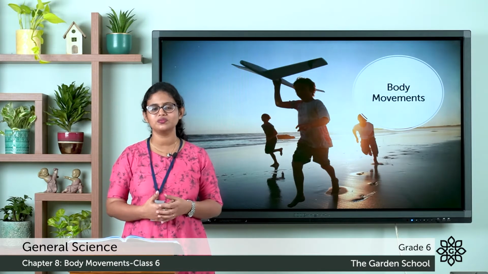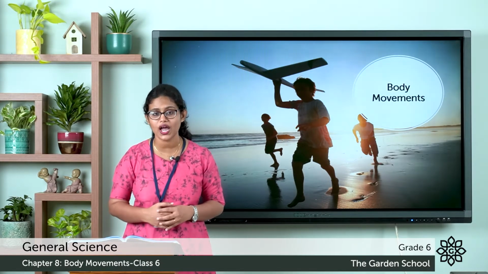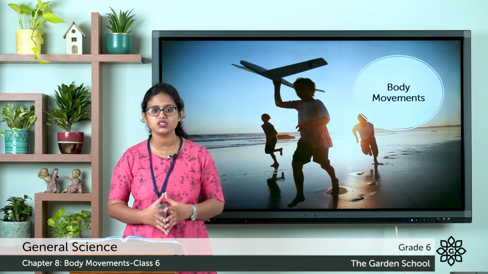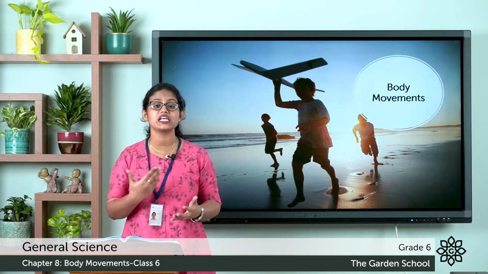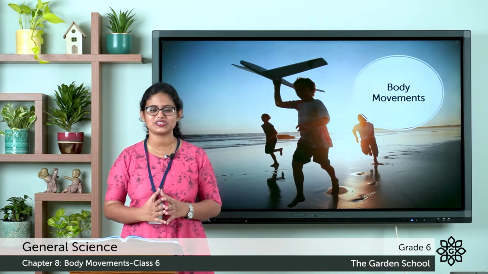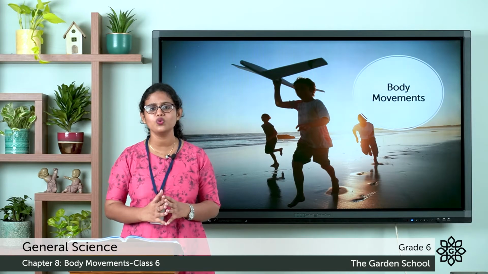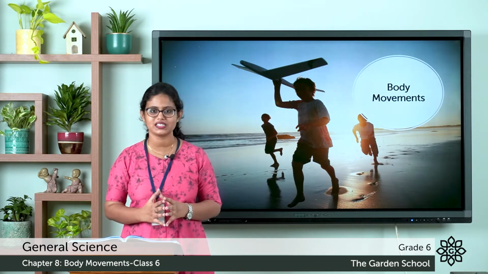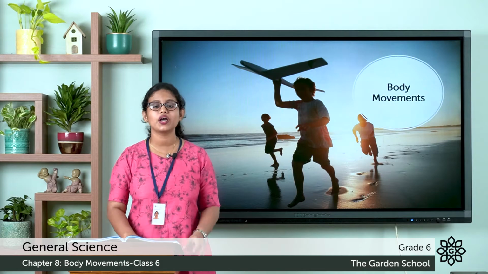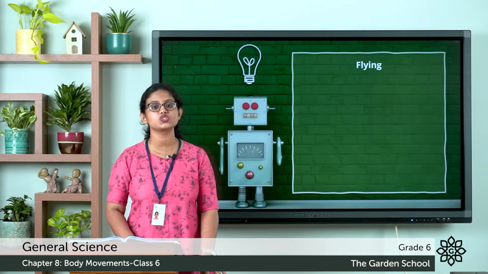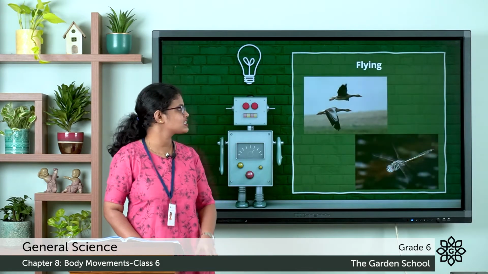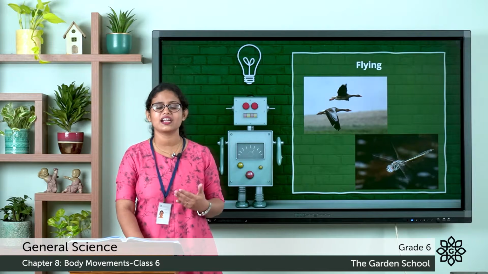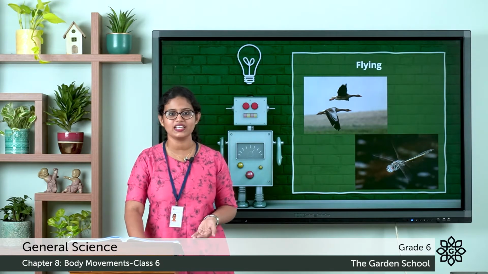And why do they move? They move from one place to another in search of food and water, for shelter, to escape from their enemies, etc. So, animals show different types of movement. Today we are going to discuss one such movement, and that is flying. There are animals that can fly.